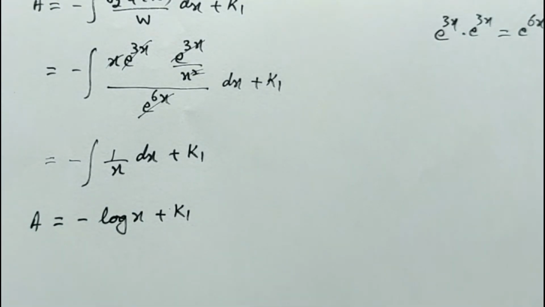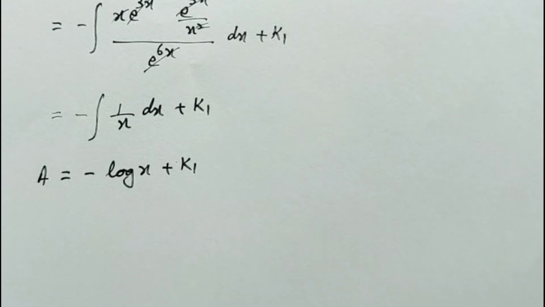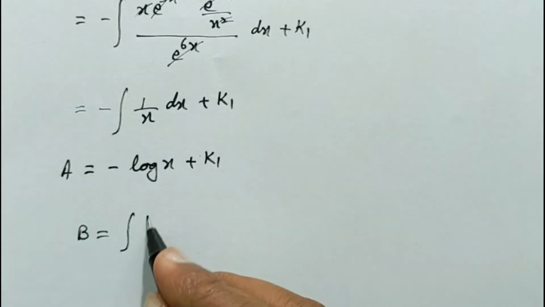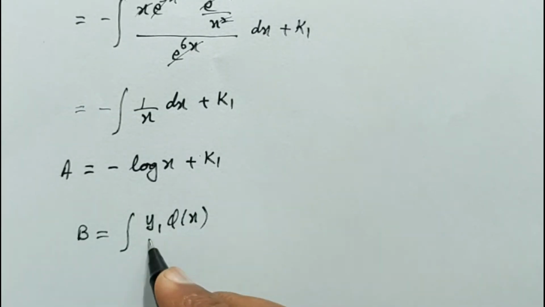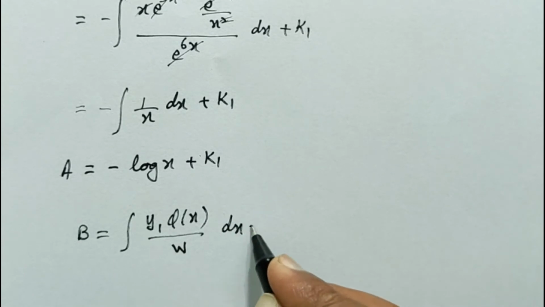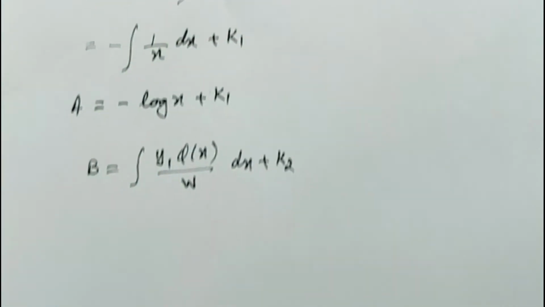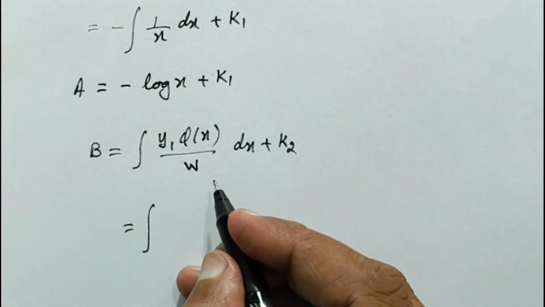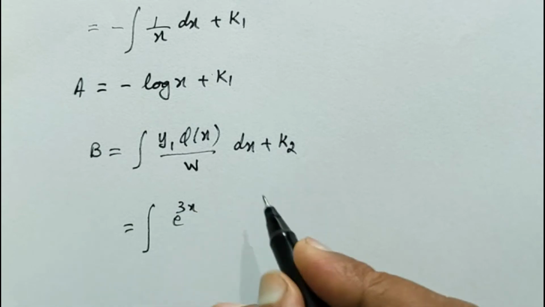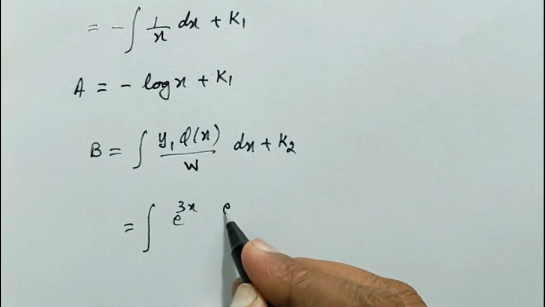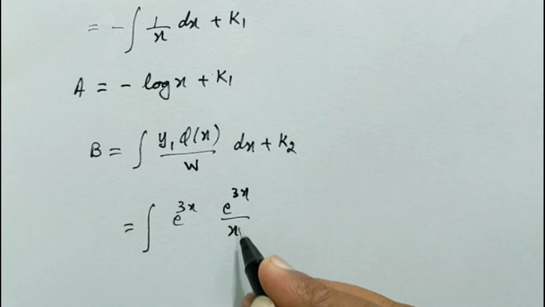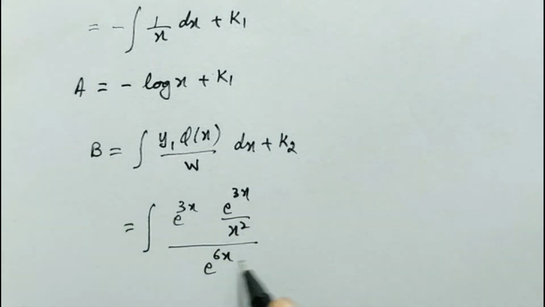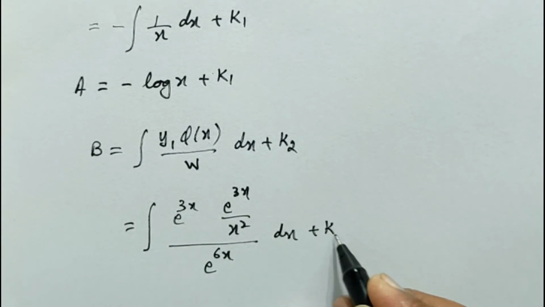So we have got the first value, the value of a. Now we'll go for the value of b. The b value is nothing but integral of y1 phi of x divided by w times dx plus the constant k2. So this is integral of y1, which is e power of 3x, and phi of x is e power of 3x divided by x square, whole divided by w, which is e power of 6x, times dx plus the constant k2.